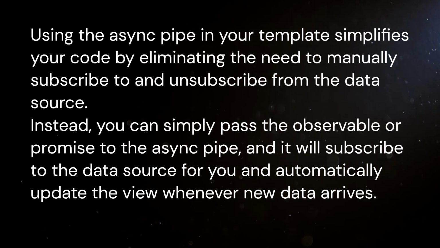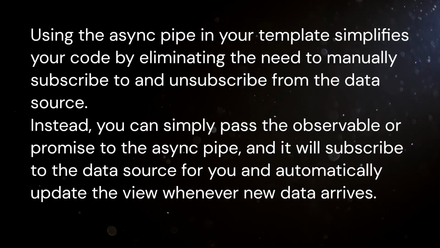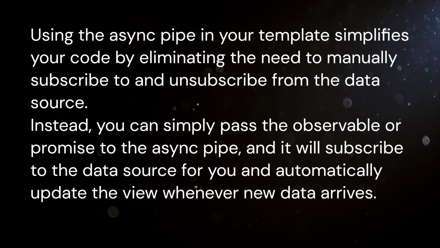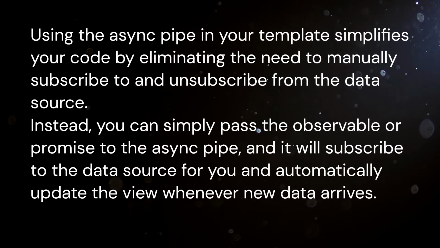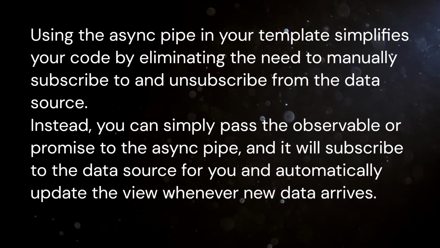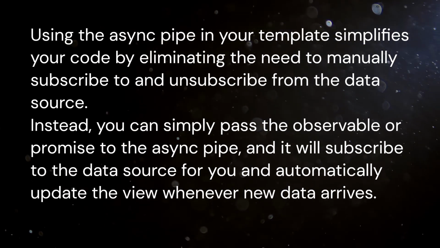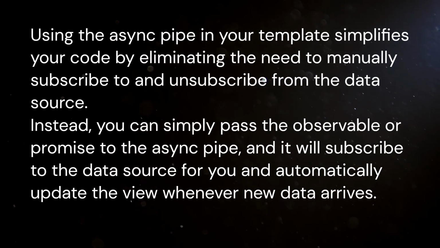Using the async pipe in your template simplifies your code by eliminating the need to manually subscribe to and unsubscribe from the data source. Instead, you can simply pass the observable or promise to the async pipe, and it will subscribe to the data source for you and automatically update the view whenever new data arrives.